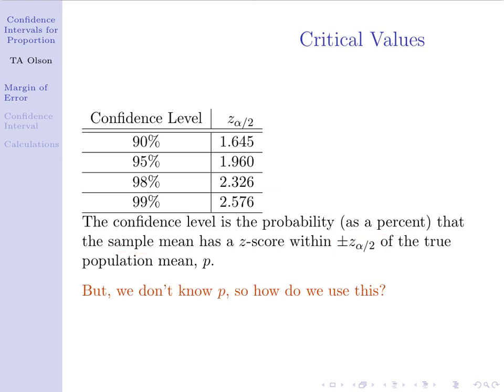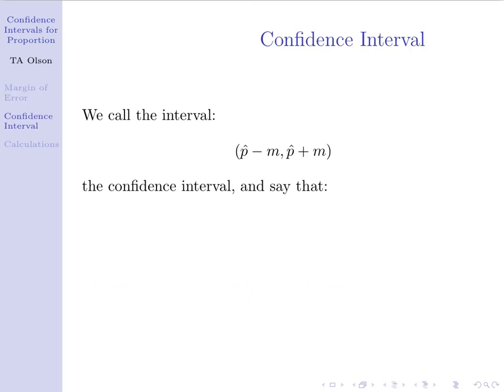But again, we don't know our true population mean. So how do we do this? We do this by doing a confidence interval. All right, so just as last time, we have our confidence interval, P hat minus our margin of error, up to P hat plus our margin of error. This is going to be our confidence interval.